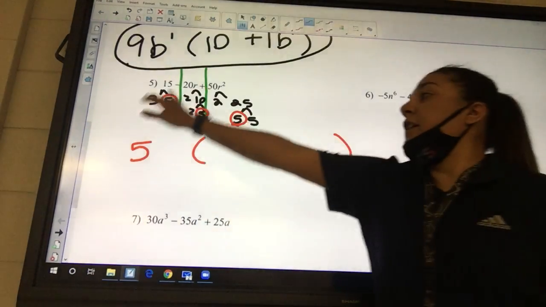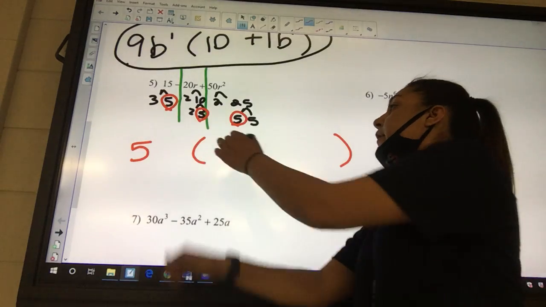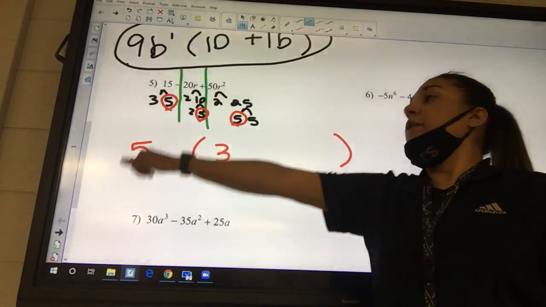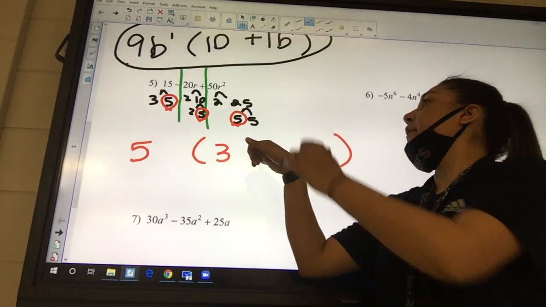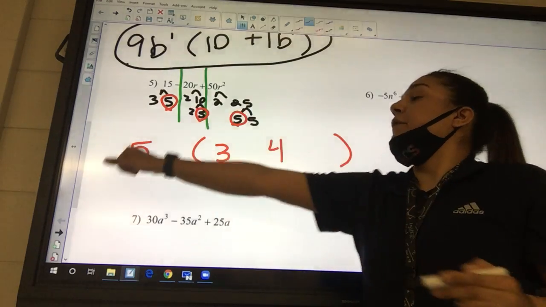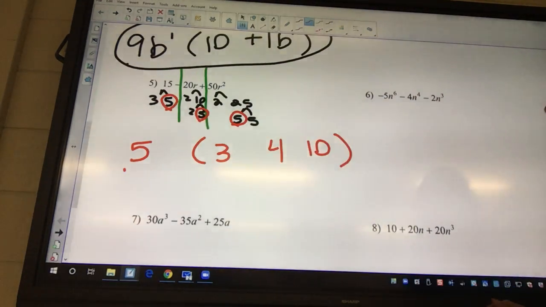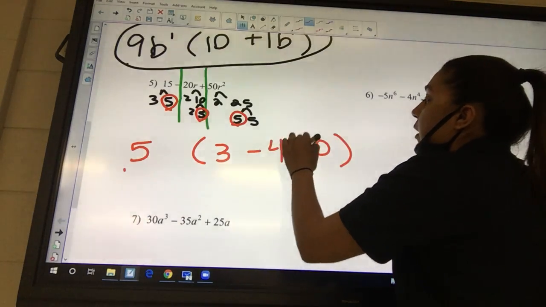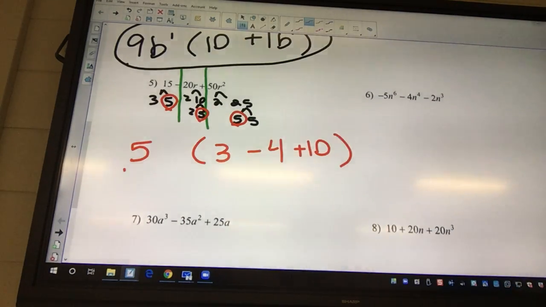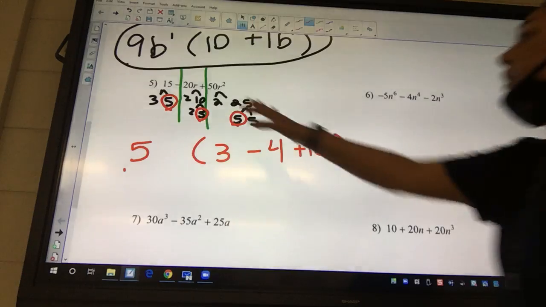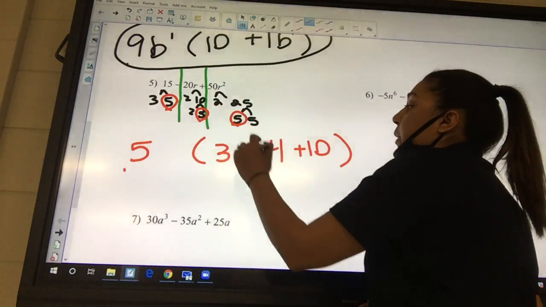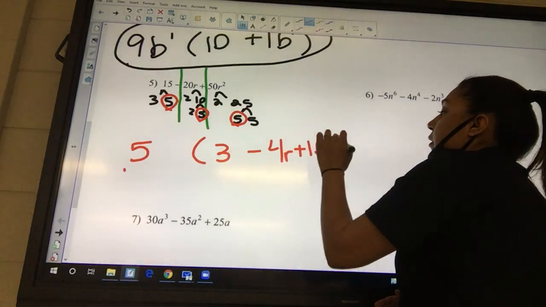Okay, so 15 divided by 5, 3. 20 divided by 5, 4. 50 divided by 5, 10. Okay, keep your signs. So I should have a minus, plus. Then how many R's can I take out? None. Okay, the smallest amount, and the smallest one has none. Okay, so put all the R's back where they go. So it's going to be R and R squared.